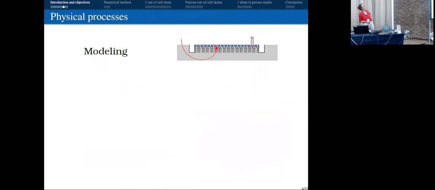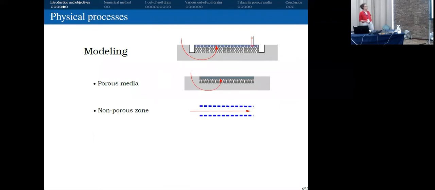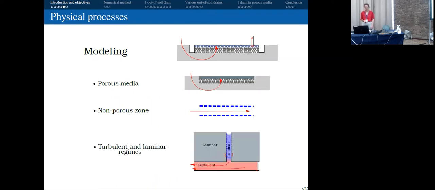About modeling, we have to model porous media, the gravel and the soils, but also non-porous zones, because inside the drain and inside the pipe it is free air. We have to model turbulent and laminar regimes. In the bigger pipe we are turbulent, and in the drain we are laminar, as well as in the porous media.